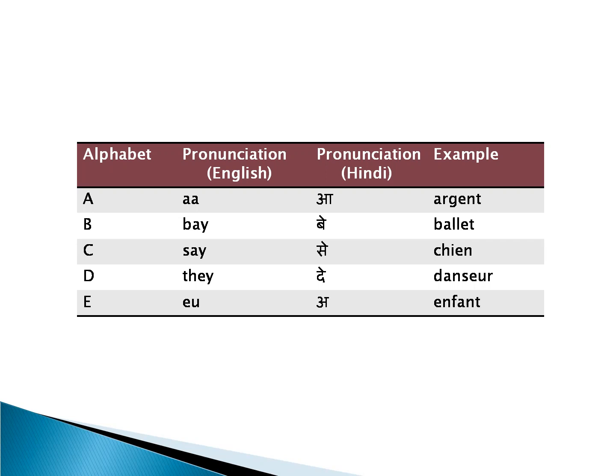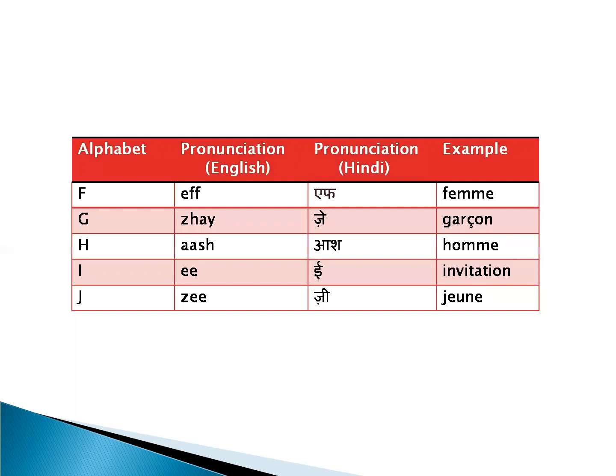The next one is E, and one example is enfant. It is not infant, it is in English. In French, we call it as enfant. Enfant means an infant. Okay. The next alphabet which we have is F. The pronunciation is F, same as in English. And one example is femme. Femme means a woman. Okay. So a woman in French is a femme.